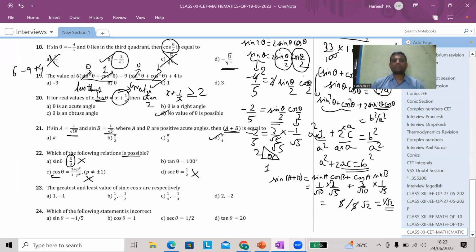So with that, we understand this is the right answer. And one other reason why this is the right answer is tan theta can take even up to infinity. So 100 square is a big number. It can even go up to infinity. So that's why this is the right answer.